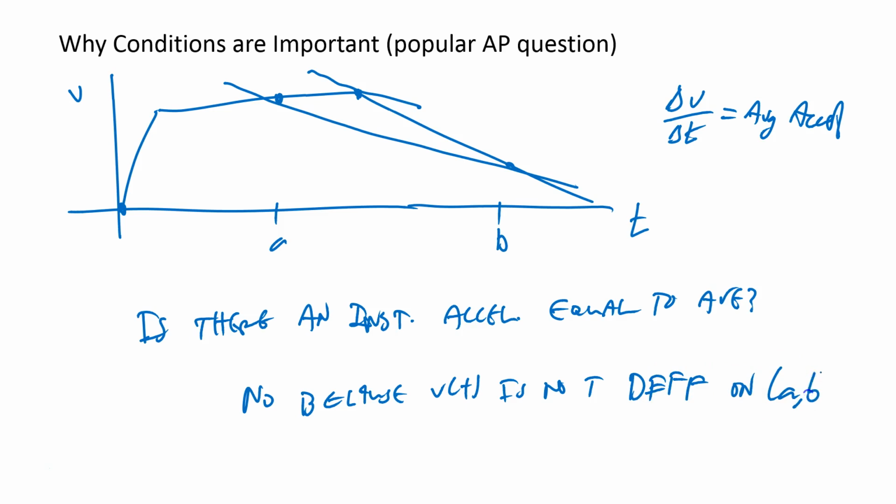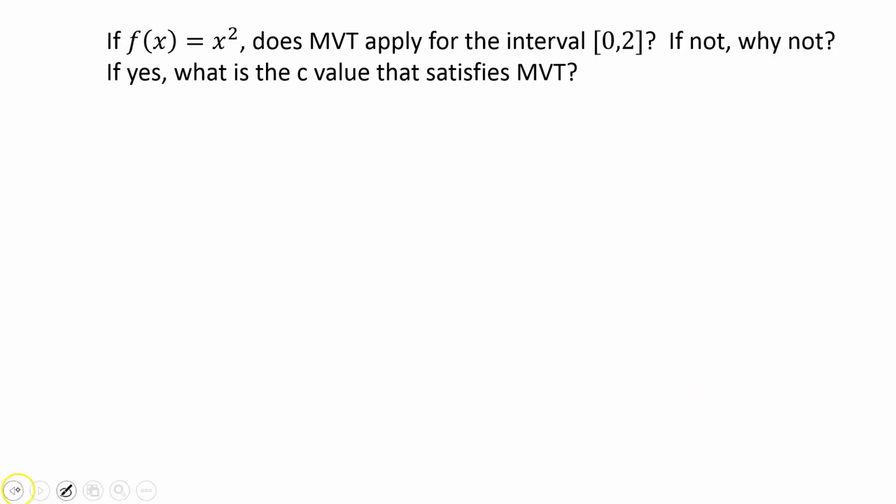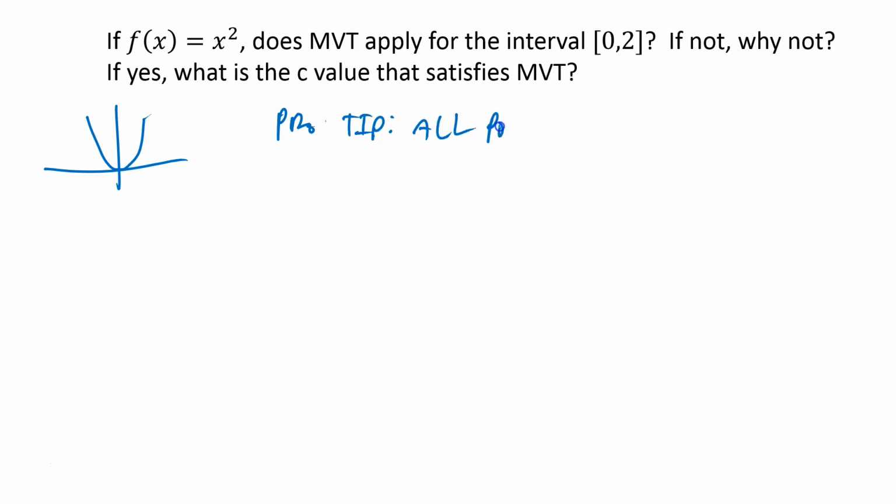Okay, cool. Well, for once, it actually switched when I wanted it to switch. Okay, so f of x equals x squared. Does mean value theorem apply for the interval from 0 to 2? If not, why not? If yes, what is the c value that satisfies mean value theorem? Okay, so x squared we know looks like this. Pro tip: all polynomials are smooth everywhere.